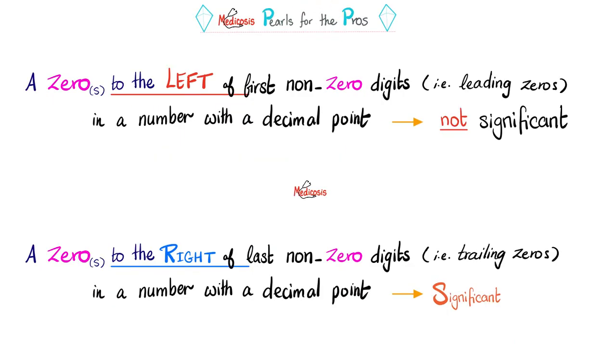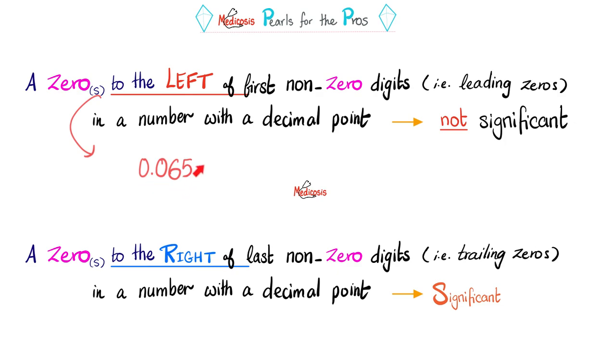A pearl for the pros. A 0 to the left of the first non-zero digit in a number with a decimal point is not significant. But if it's to the right, then it is significant. Can you give us examples? Sure. Let me give you examples of zeros to the left. How about 0.065? Well, these zeros are not significant.